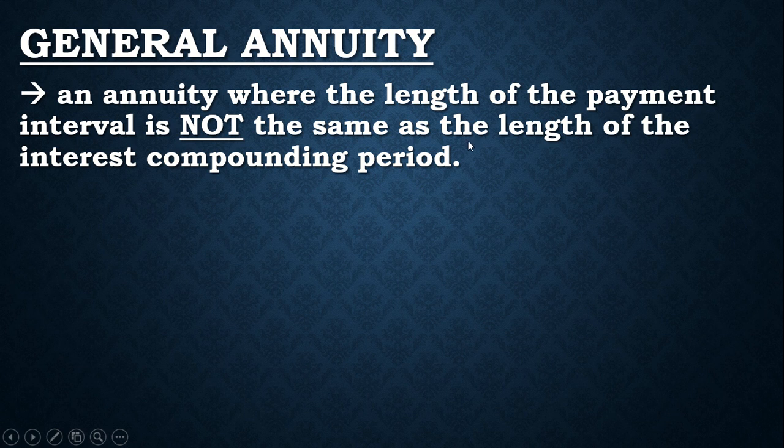Ang payment interval mo halimbawa ay semi-annually, every 6 months of the year. Dapat ang interest compounding period mo ay pwedeng annually or quarterly, pero hindi pwedeng maging semi-annually. So kapag magkaiba yun ay kinoconsider na general annuity.